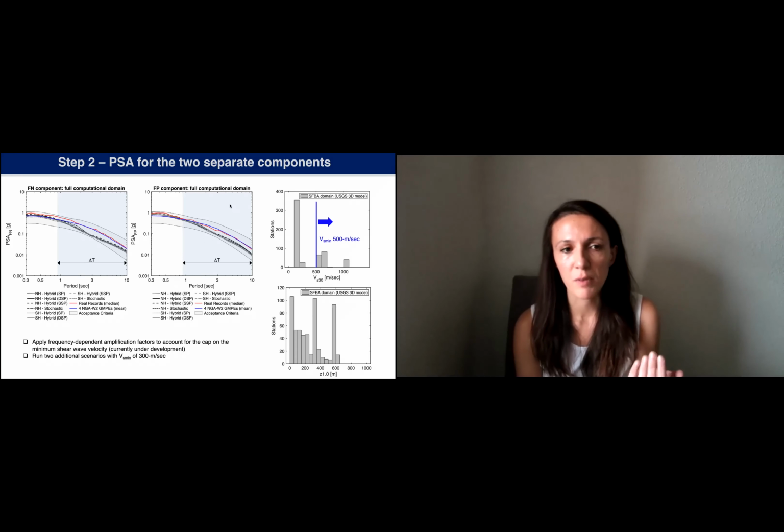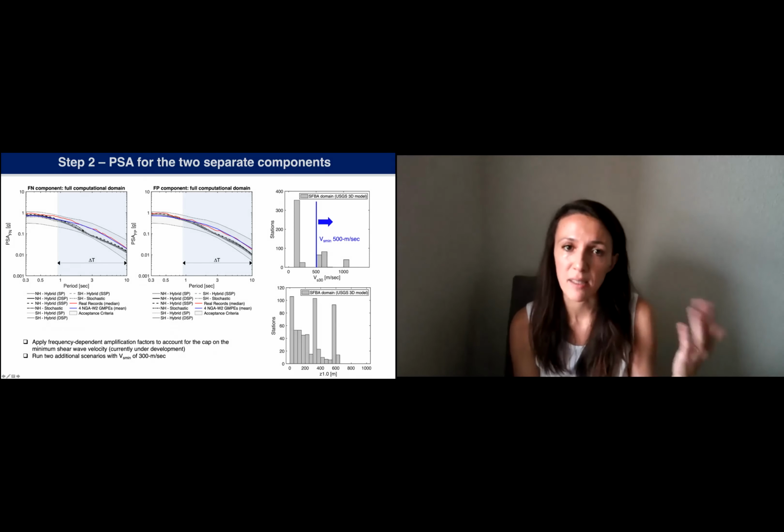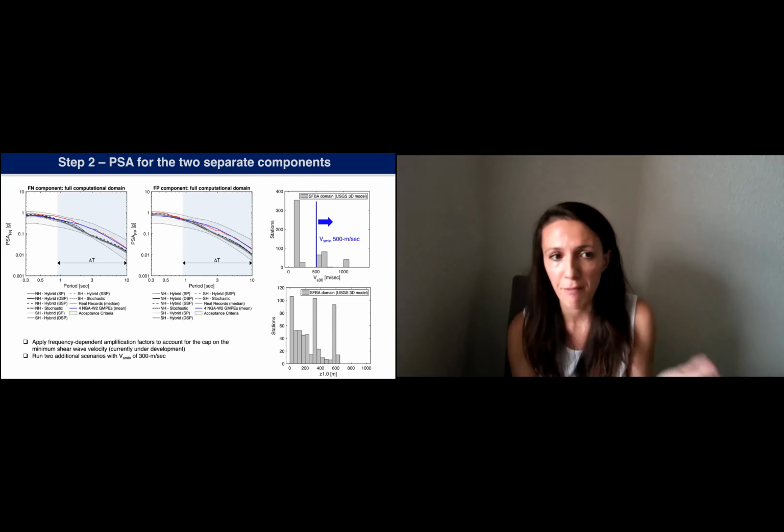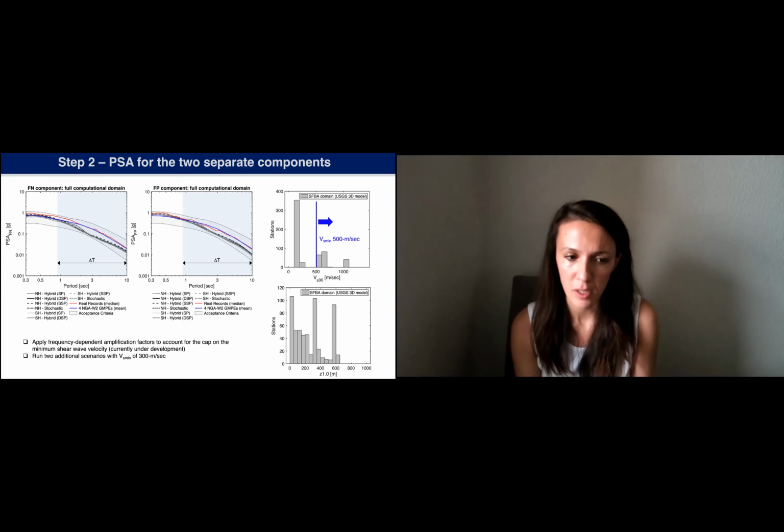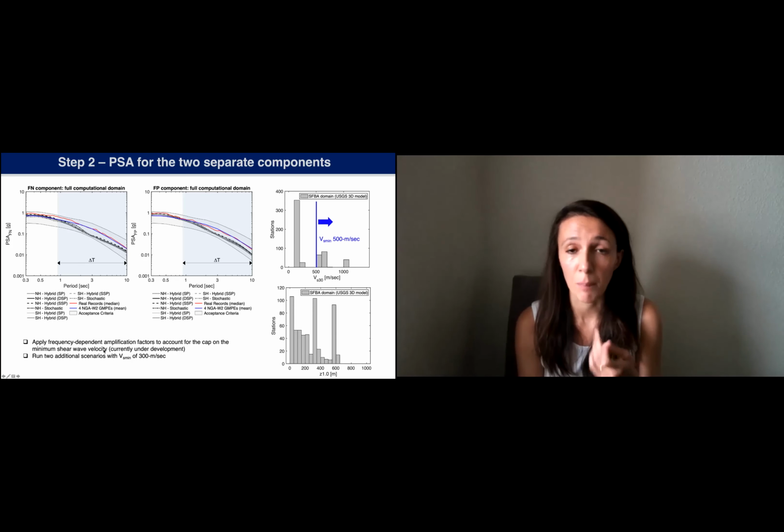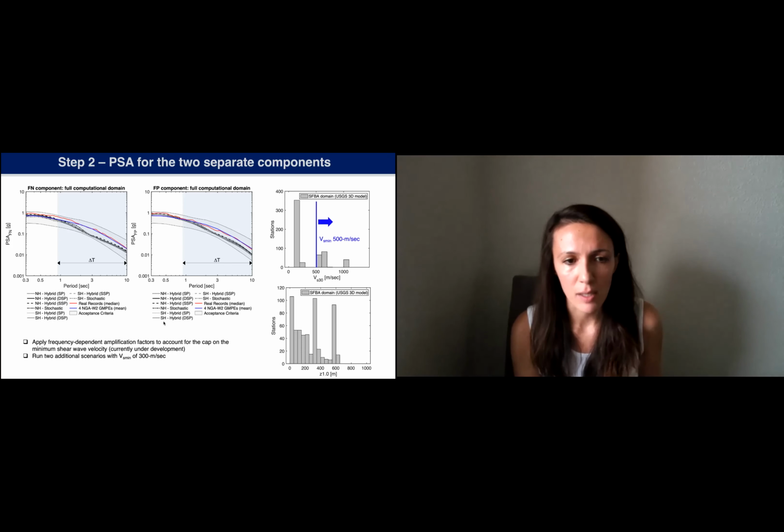We want to first verify if this is actually driving this behavior here, or if this is something we should expect for a region like the San Francisco Bay Area, for which we don't have comparable historical events. And also we want to see in the time domain if what we are obtaining from the simulations is comparable to what we would obtain by applying the frequency dependent amplification factors to this spectrum.